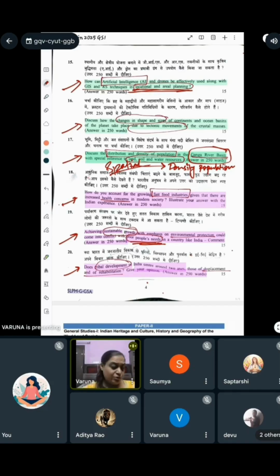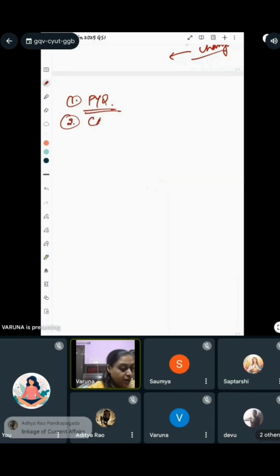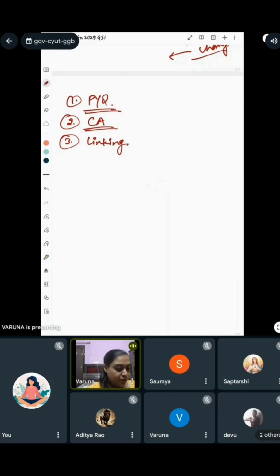So what we have understood from this: first, a thorough understanding of PYQs is really important. Second, we have to be very vigilant towards the current affairs part. Third, interlinking of papers or topics has to be maintained. We have to think about or prepare a particular topic multidimensionally, right?